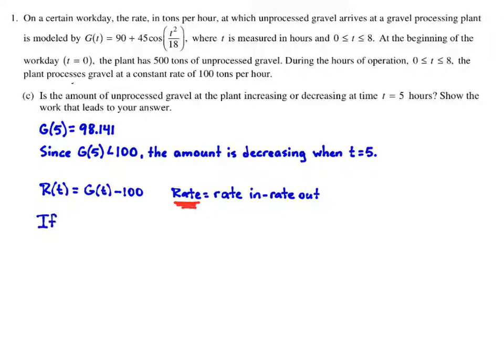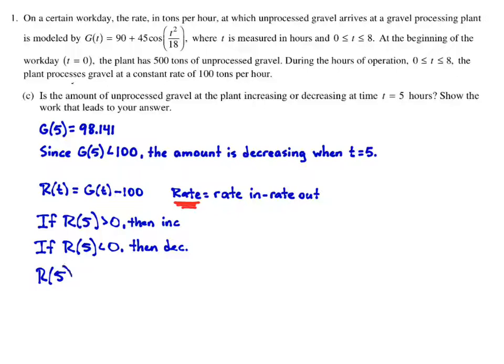If r of t, or r of 5 in our case, is greater than 0, then we are increasing. Okay? If r of 5, the overall rate, if that's how you define it, is less than 0, then the amount is decreasing. And so we can figure that out pretty easily by saying, okay, the overall rate, r of 5, is going to be equal to g of 5 minus 100.